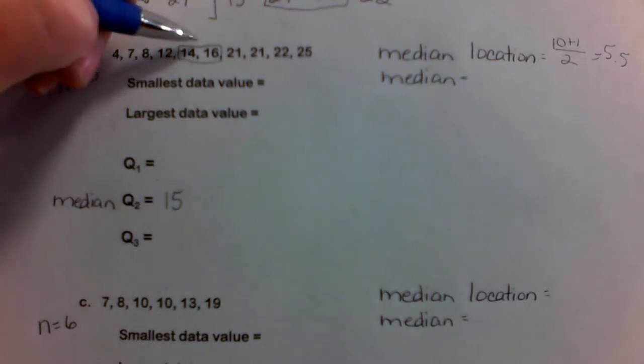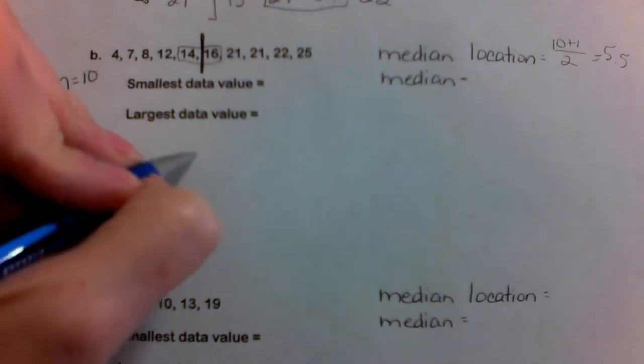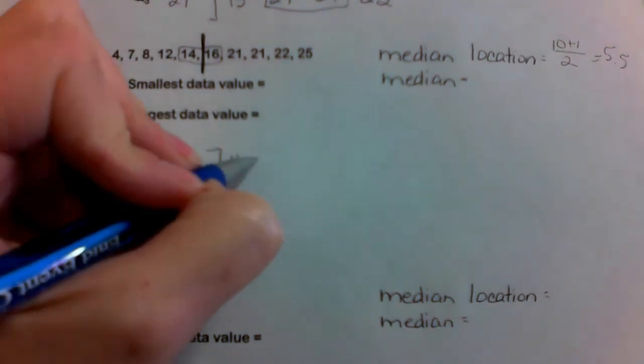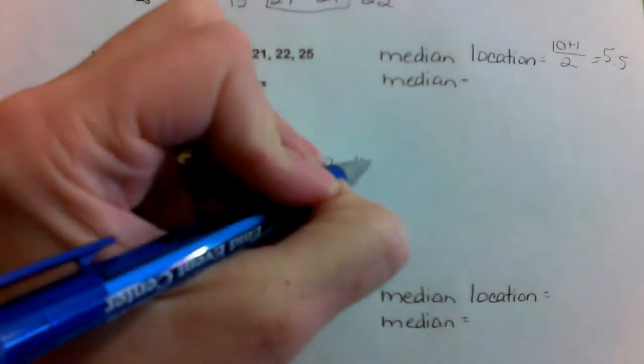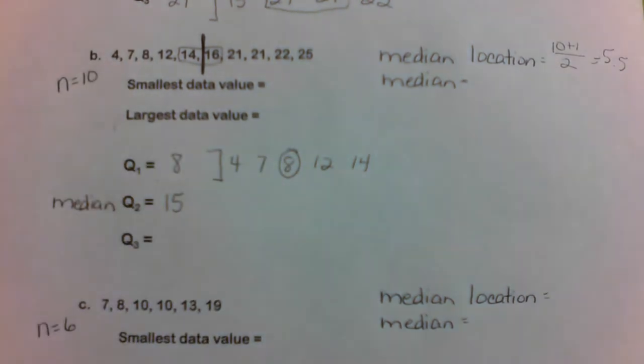Then, right here at 15 is where quartile 2 is. For quartile 1, I use the numbers 4, 7, 8, 12, and 14. What number's in the middle? 8. That's easy to find.